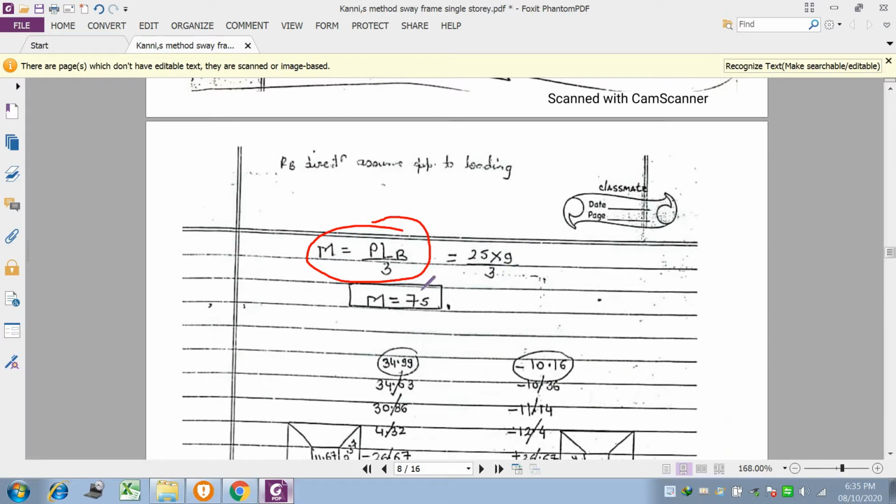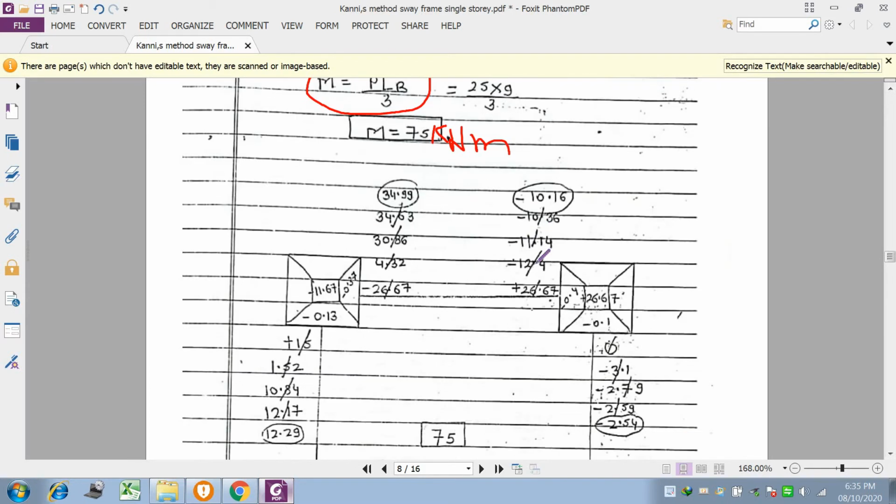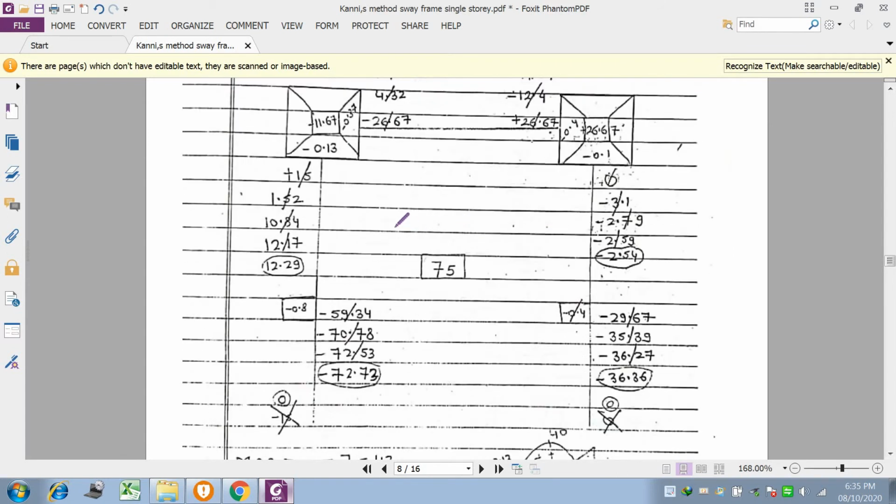Okay, divided by 3. So m is equal to 25 into 9 divided by 3. So finally the answer will be equal to 75 kilonewton meter. Okay, now next is the calculation of the Carnot table.